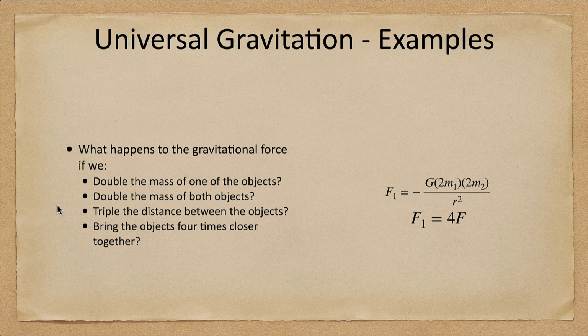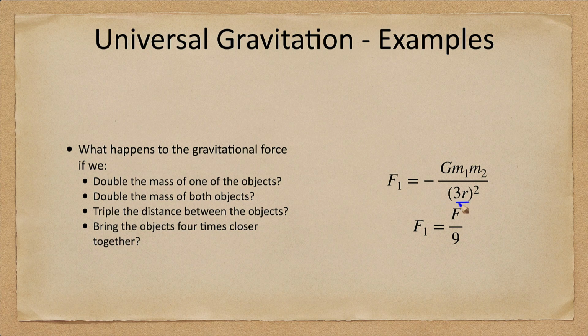What if we look at the distance? What if we triple the distance between the objects? So what was r becomes 3r. Well, 3r squared is 9r squared. So 3 squared is 9, r squared is still r squared. And we will get that the force will now be 1/9. So we have tripled the distance. They are further apart, and the force is going to be 1/9 as much.